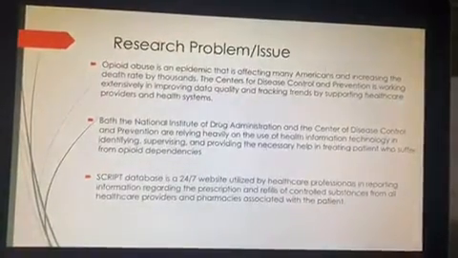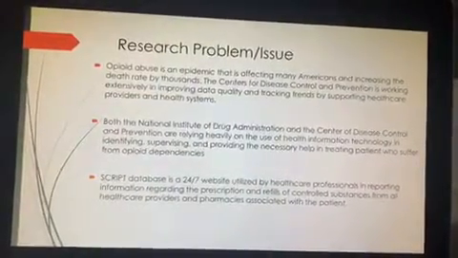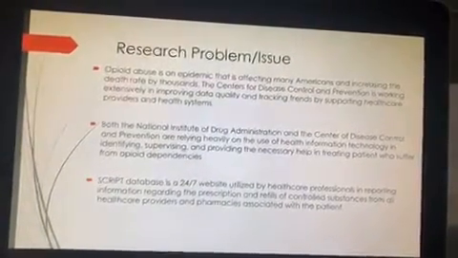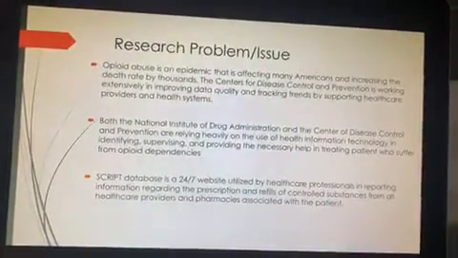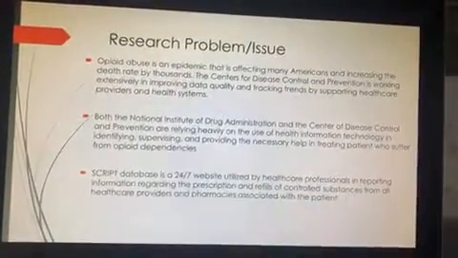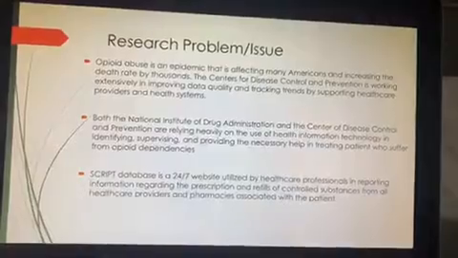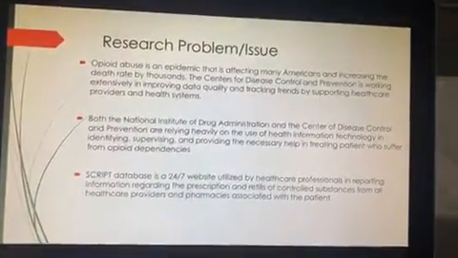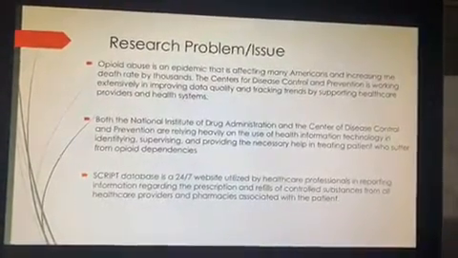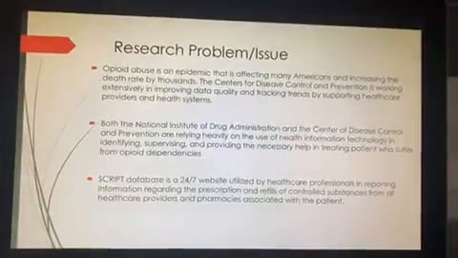The Centers for Disease Control and Prevention is working extensively in improving data quality and tracking trends by supporting healthcare providers and health systems. Both the National Institute on Drug Abuse and the Centers for Disease Control and Prevention are relying heavily on health information technology to identify, supervise, and provide the necessary help in treating patients who suffer from opioid dependency. And the SCRIPT database is a 24/7 website utilized by healthcare professionals in reporting information regarding the prescriptions and refills of controlled substances from healthcare providers and pharmacies associated with the patients.